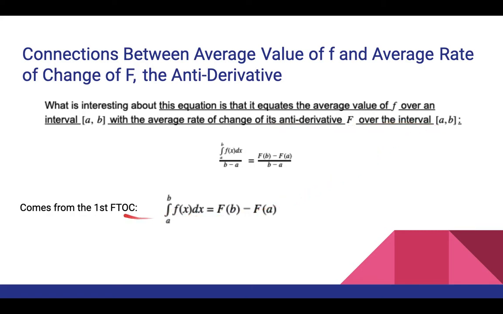The reason being is that from the first fundamental theorem of calculus, we have that our definite integral of f from x equals a to x equals b is equal to the change in the antiderivative over that same interval. So as a result, we can replace this definite integral in our numerator with the change in the antiderivative from x equals a to x equals b. So we have the change in our antiderivative from x equals a to x equals b divided by b minus a, which is going to give us the average rate of change of our antiderivative over this interval. So the average value of a function f over an interval is always going to be equal to the average rate of change of its antiderivative, capital letter F, over that interval.